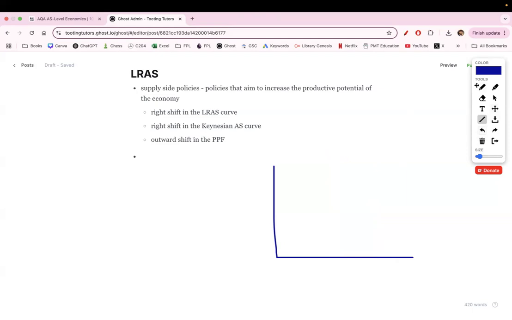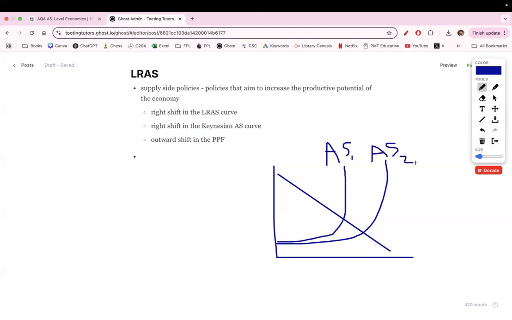which has your AD curve, and your Keynesian aggregate supply curve. And what it does is it will look like an outward shift that way. So that's your Keynesian aggregate supply before and after the policy. And it's the best one to use because it shows you're getting an increase in real GDP and you're also getting a decrease in the price level because we're further away from full capacity.